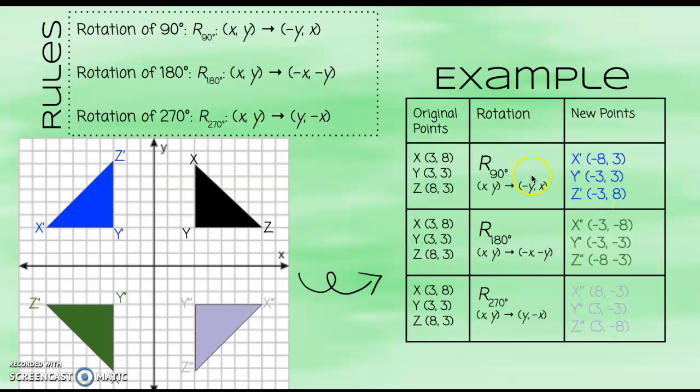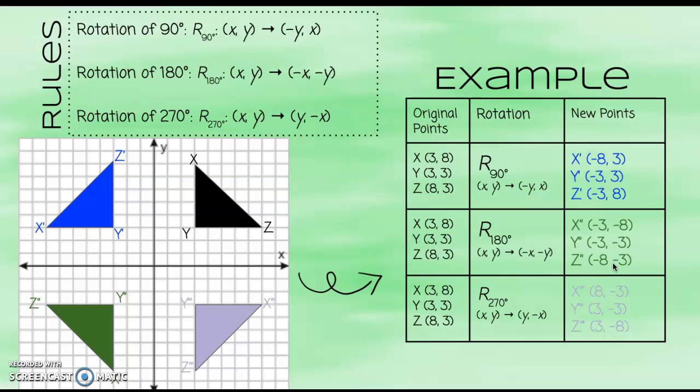That's the rule. Rotation of 180 degrees, counterclockwise. XY becomes negative x, negative y. All you're doing is negating whatever x and y were. So if they were negative, you're going to make them positive. If they were positive, you're going to make them negative. If one was negative, you're going to make it positive, and one was positive, you're going to make it negative. Just do the opposite of it. So let's see. X was 3, 8. Now it's going to be negative 3, negative 8. Y was 3, 3. Now it's negative 3, negative 3. Notice how it's down here. 8, 3, negative 8, negative 3.